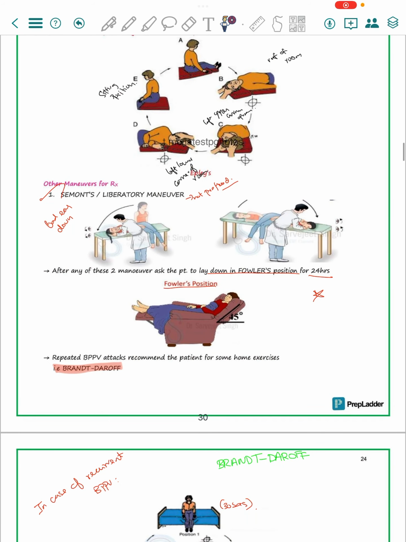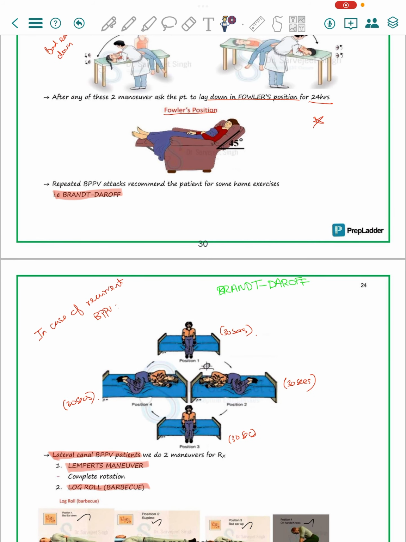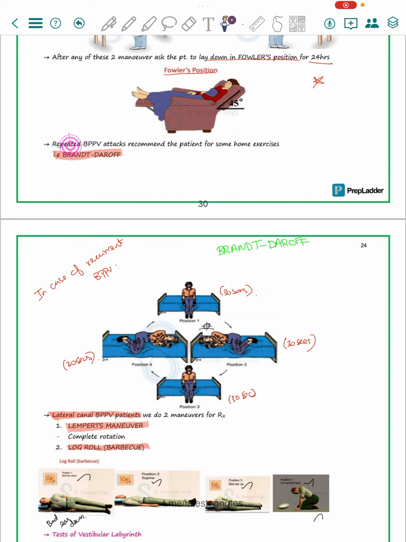Okay, guys. When you look at other maneuvers for treatment, there is the Semont or liberatory maneuver. It's not followed now. I guess it involves changing to the opposite direction in the bed from the supine position. Then there is the Foster's maneuver. We need to lay the patient down for about 24 hours, bent by 45 degrees. Repeated BPPV attacks recommend the patient for some exercise. It is the Brandt-Daroff exercise. If you do the exercise repeatedly, you can stay away from BPPV.